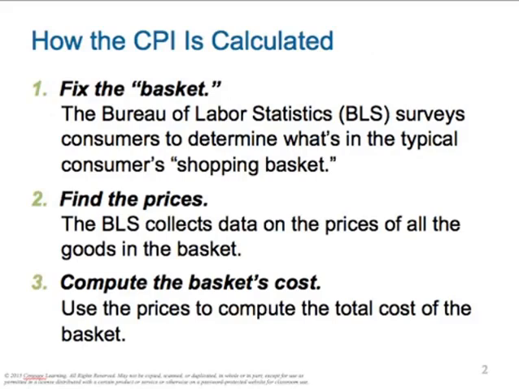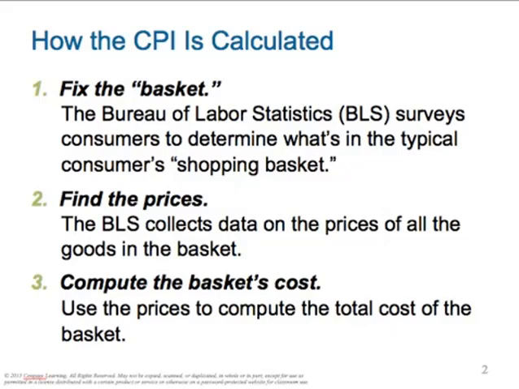So let's talk about how CPI is calculated. First step is, quote-unquote, fix the basket. The Bureau of Labor Statistics, the BLS, surveys consumers to determine what's in a typical consumer's shopping basket. Think of a shopping cart. What are you putting in there? Well, then we find out what we're going to buy, typically, and then we're going to find the prices. So the Bureau of Labor Statistics collects data on the prices of all the goods in our typical basket: milk, eggs, bread, cereal, things you all put into your shopping carts.